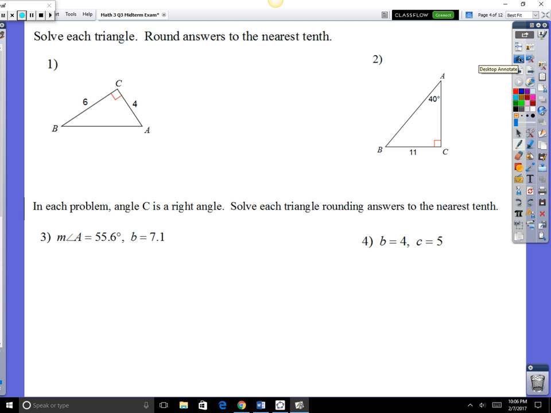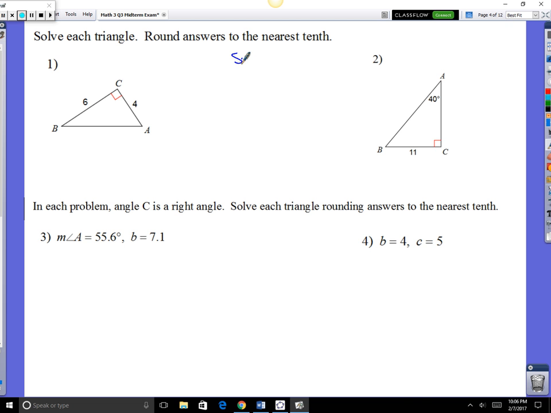Solve each triangle, round your answers to the nearest tenth. Okay, now we're getting into the trig. So the trig, the SOHCAHTOA, sine, cosine, and tangent. So we can use that. We can use some Pythagorean theorem. You got to solve the triangle.